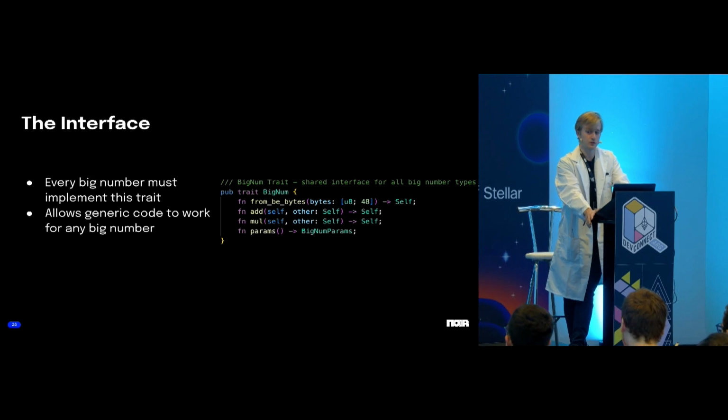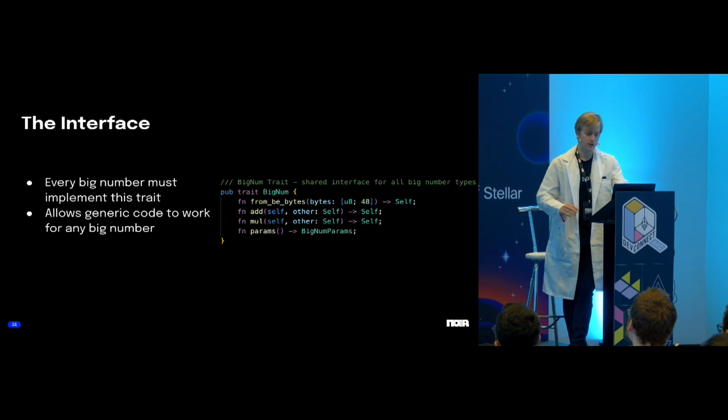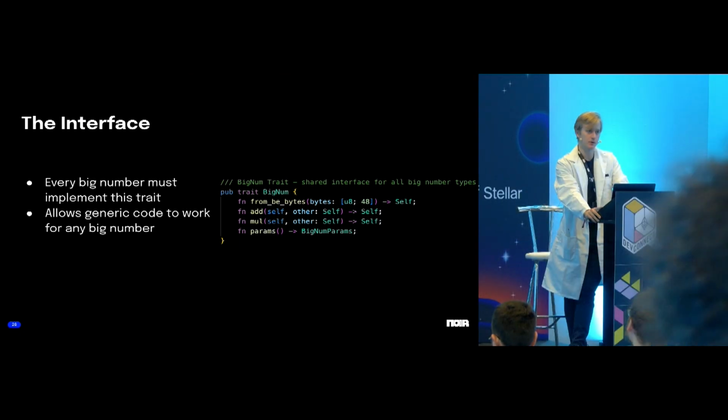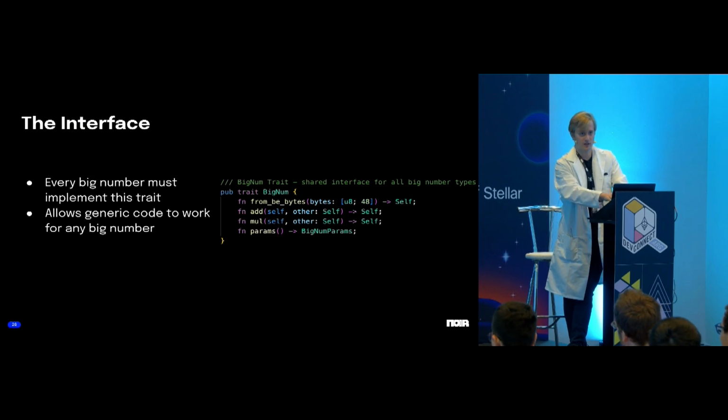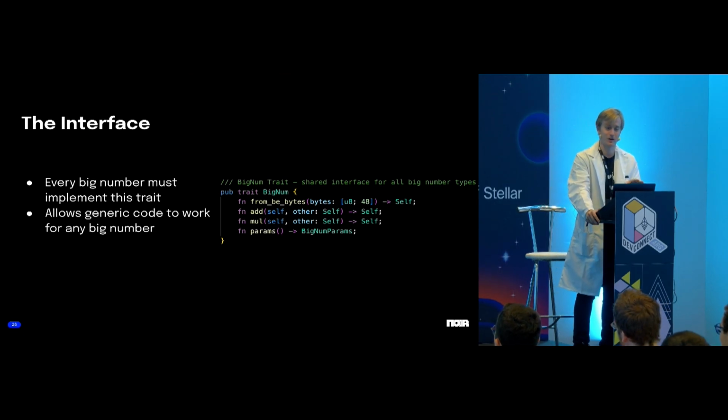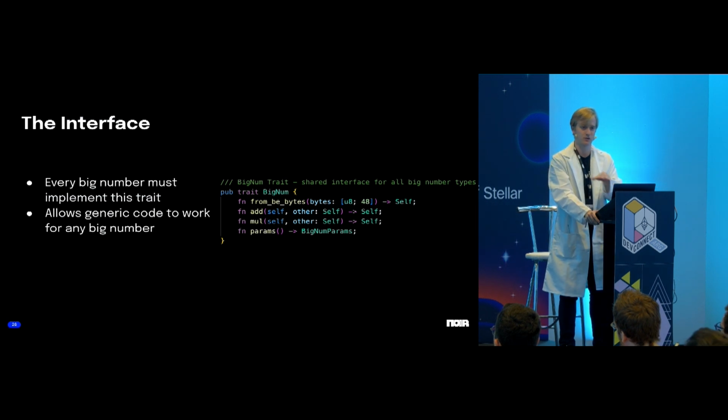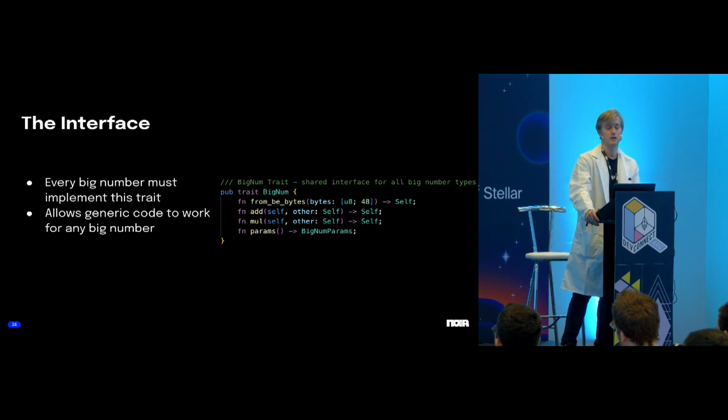So now we're going to construct a big num trait. Every big number is expected to implement this trait. You can see I have a simplified interface here where we just have a constructor, add, and mul, and then now we actually have the params returned directly from this big num trait.